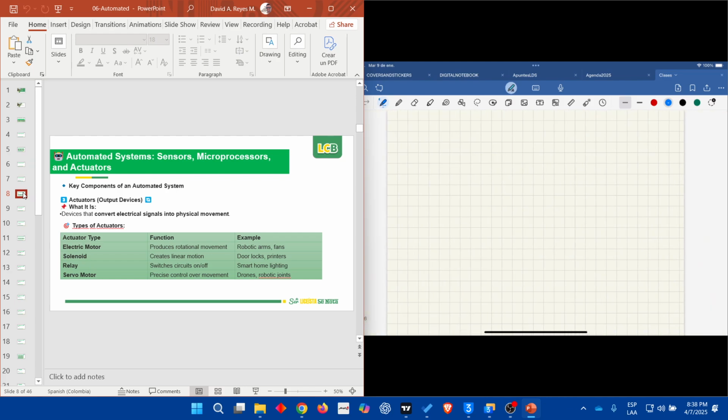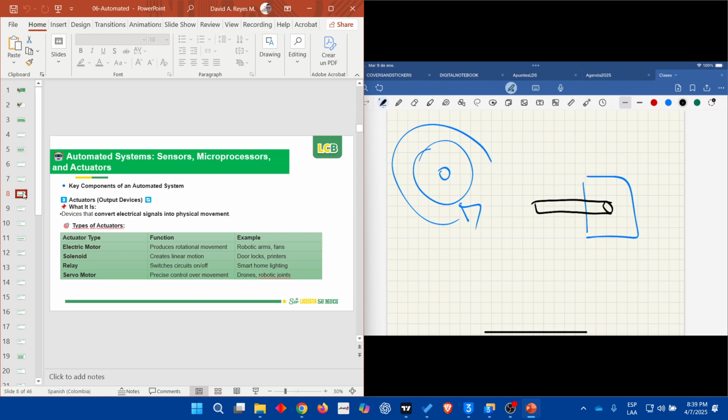Look here. For example, if you have an electric motor, you have, for example, this one that is going to move in this way always. But if you have a servo motor, do you remember that we used a servo motor the previous year? This servo motor has something like this, and this one moves here or moves here. Okay? That is just the movement of the servo motor.